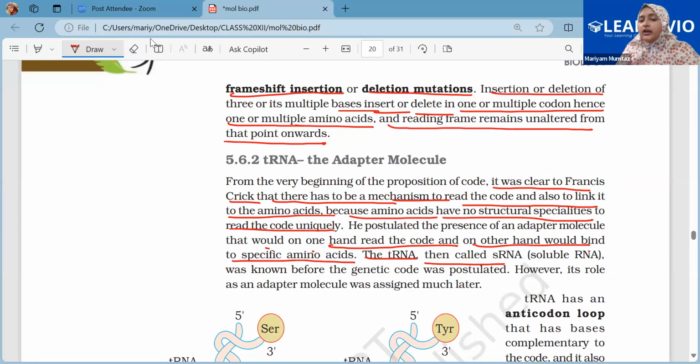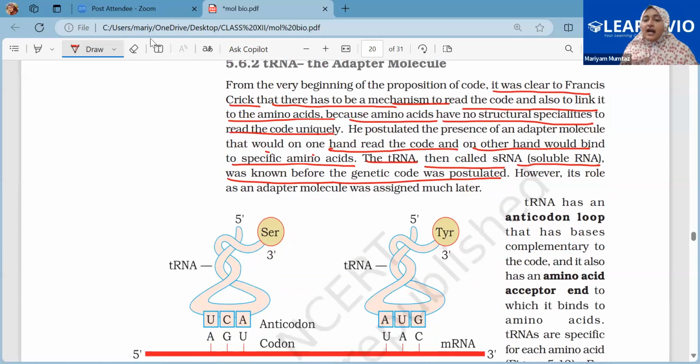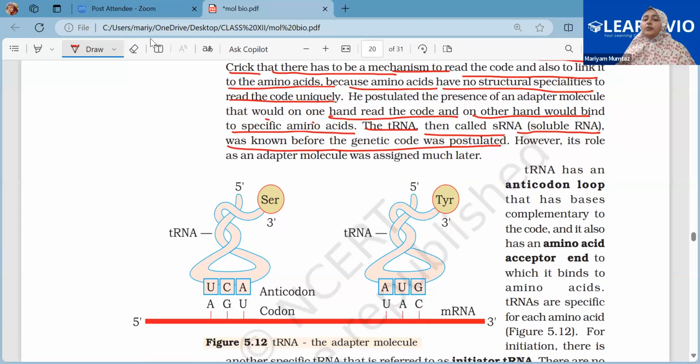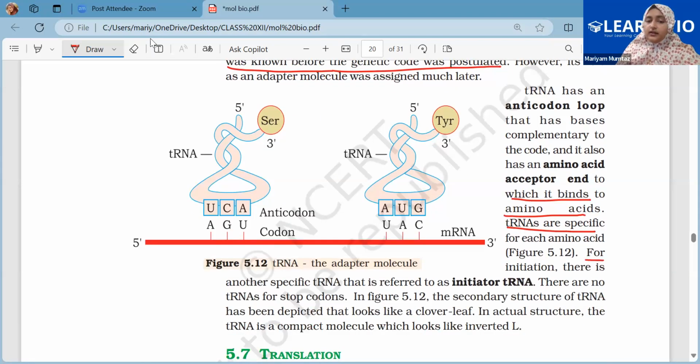The tRNA, then called the sRNA, that is soluble RNA, was known before the genetic code was postulated. So it has dual functions. Apart from reading the codon, it would also bind with the specific amino acid. Now the tRNA has an anticodon loop that has bases complementary to the code, and it has an amino acid acceptor end to which the amino acid binds. tRNAs are specific for each amino acid. For initiation, there is another specific tRNA that is referred to as initiator tRNA. There are no tRNAs for stop codon.